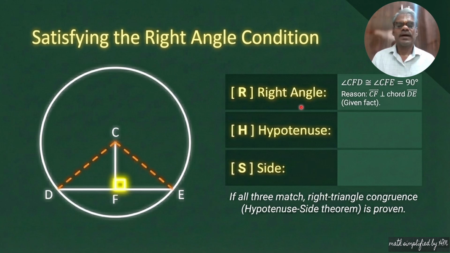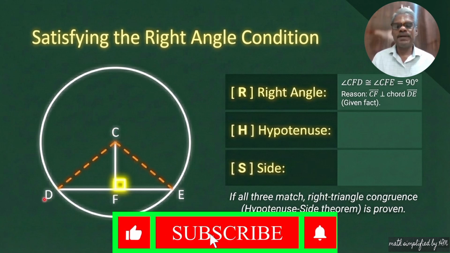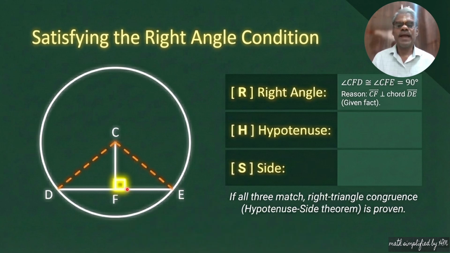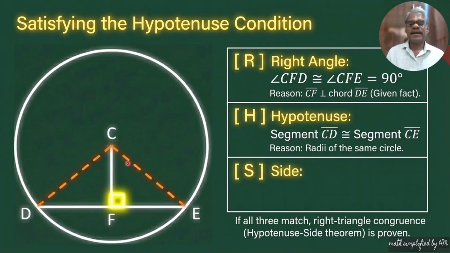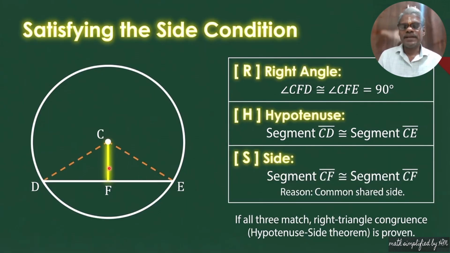Now first, right angle: angle CFD is congruent to angle CFE, each 90 degrees. Reason: CF is perpendicular to chord DE, given fact. Second, hypotenuse: segment CD and segment CE are congruent to each other. Reason: radii of the same circle. Now side: segment CF is congruent to segment CF. Reason: common shared side by two triangles.